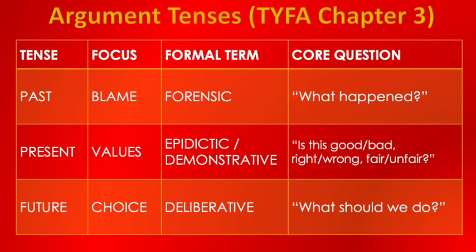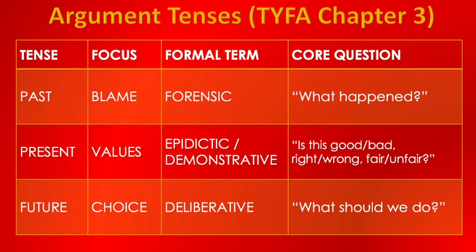This is the chart to sum up chapter 3, which talks about argument tenses. So the idea here is the author is trying to distinguish between these three tenses, and we use these in grammar as well. But here he is talking about argument, and basically each of the tenses focuses on something different. So past tense arguments focus on blame. It's not always necessarily whose fault is it. Really, the core question behind past tense is what happened.